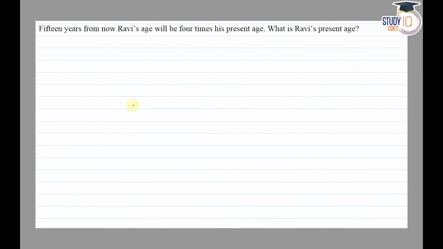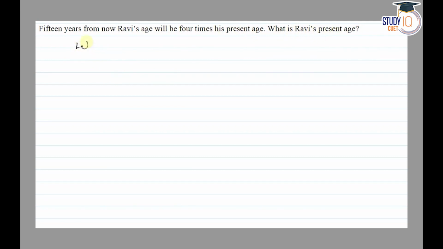Hello everyone, this question appears in class 8th NCERT chapter of linear equation in one variable. This is 12th question of its exercise 2.2. So the question says that 15 years from now, Ravi's age will be 4 times his present age. What is Ravi's present age?